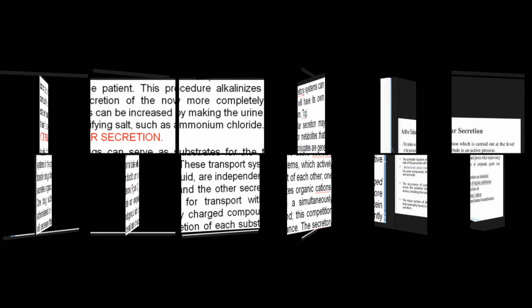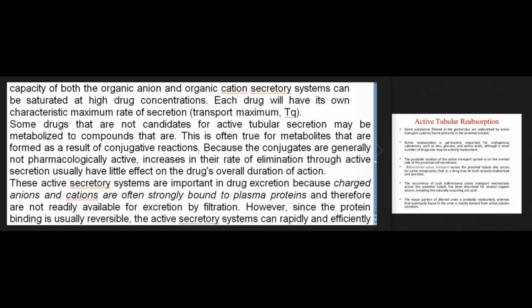The secretory capacity of both the organic anion and organic cation secretory systems can be saturated at high drug concentrations. Each drug will have its own characteristic maximum rate of secretion, transport maximum, TM. Some drugs that are not candidates for active tubular secretion may be metabolized to compounds that are. This is often true for metabolites that are formed as a result of conjugative reactions. Because the conjugates are generally not pharmacologically active, increases in their rate of elimination through active secretion usually have little effect on the drug's overall duration of action.